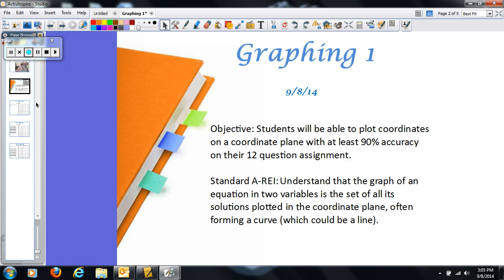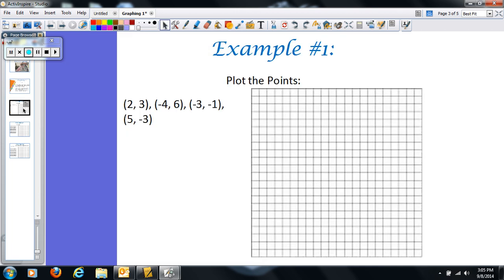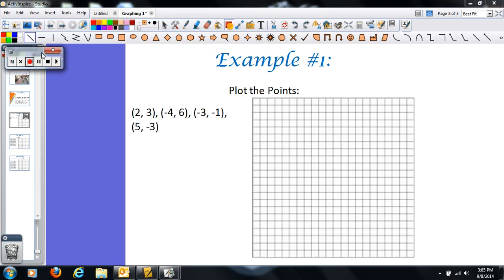Our objective is that students will be able to plot coordinates on a coordinate plane with at least 90% accuracy on their 12-question assignment. This should be fairly easy. There really shouldn't be a whole lot with this that is confusing by any means, at least for this first set of notes.